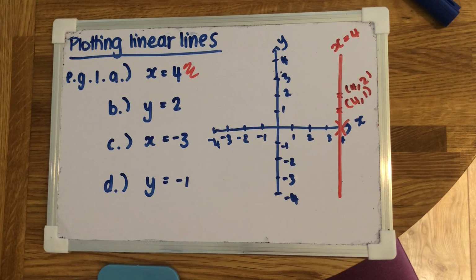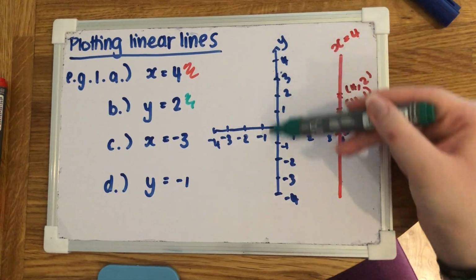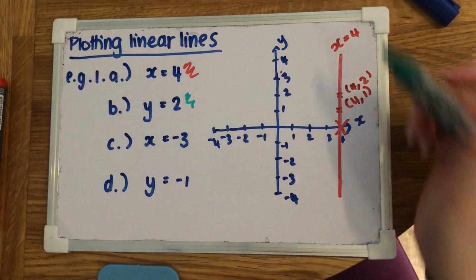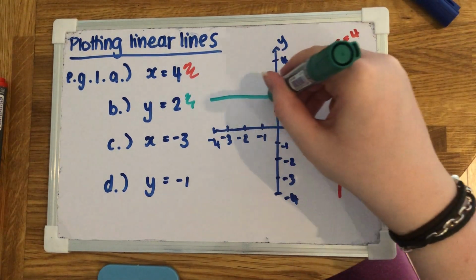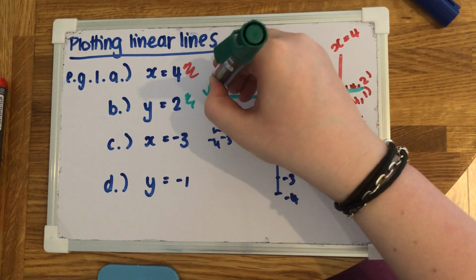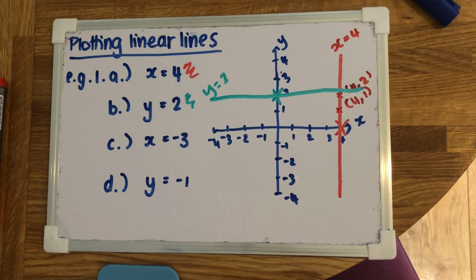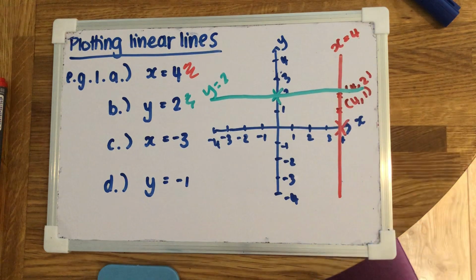Okay, next one. So if we do y equals 2, again, same idea. If we look at the y-axis and find where 2 is, which is here, it's going to be going across like that. Y equals 2. You could just remember it like that as well if you wanted. For someone that just likes rules, x ones will always be vertical and y ones will always be horizontal.